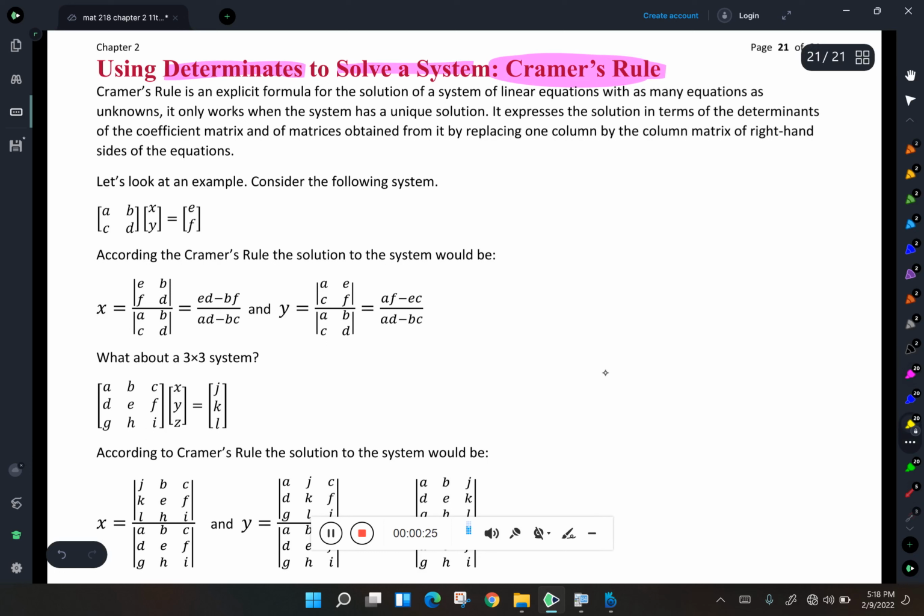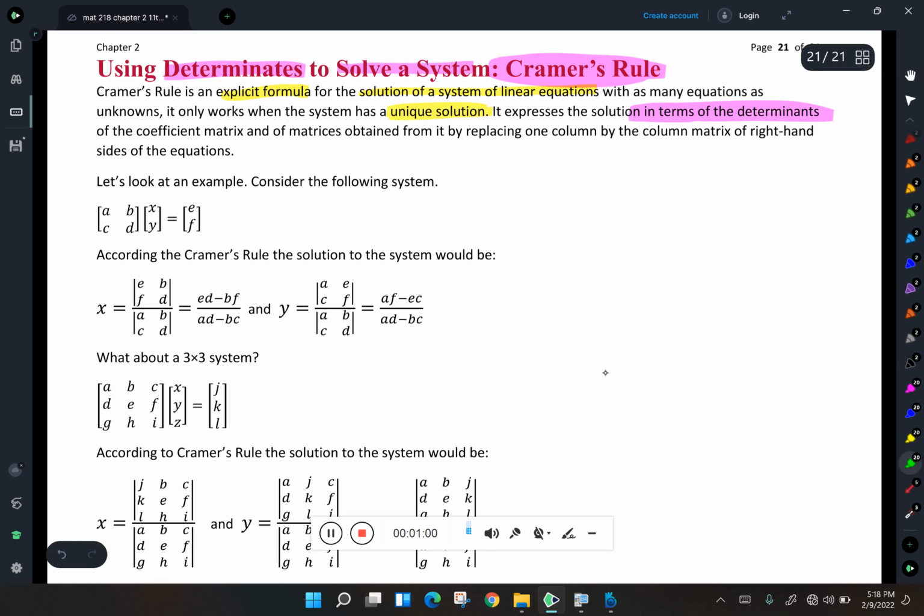By definition, Cramer's rule is an explicit formula for a solution for a system of linear equations when we have as many equations as we have unknowns. It also only works when the system has a unique solution, meaning the no solution or the infinite solution problems won't work this way. It's kind of like matrix algebra in that sense. Cramer's rule expresses the solution in terms of determinants. So basically what you do is you write the answer by finding values of determinants and reducing fractions, essentially.